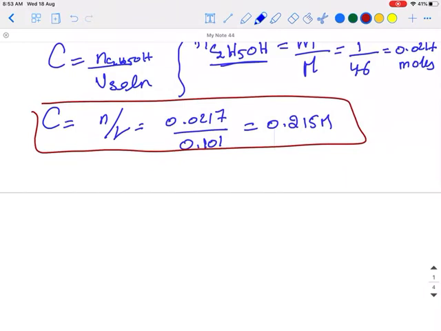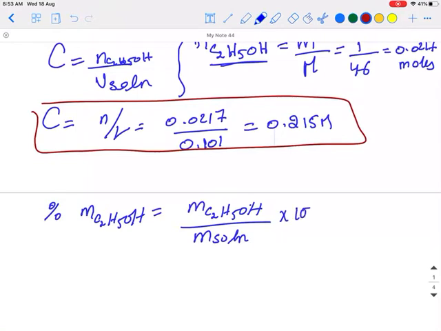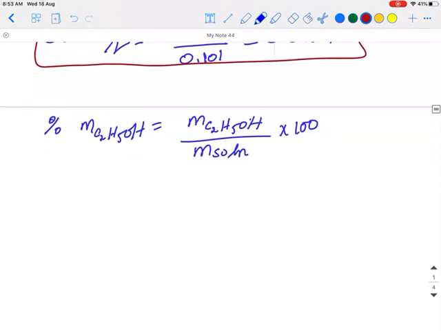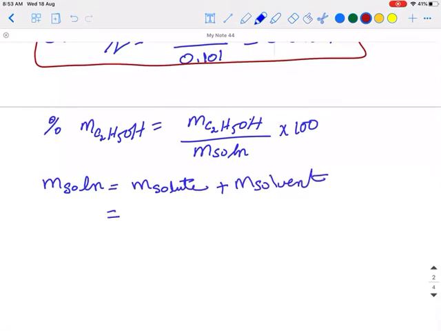Second requirement, I want to find the percentage by mass of ethanol. The formula is the mass of ethanol over the mass of solution multiplied by 100. Okay. Mass of ethanol, I have it, it's given to me, 1. How to find the mass of solution? Simply, it's the summation of mass of solute and mass of solvent, which is the water here. Mass of solute is 1, given to us. The water given to us is 100 grams. So the mass of solution will be 101 gram.